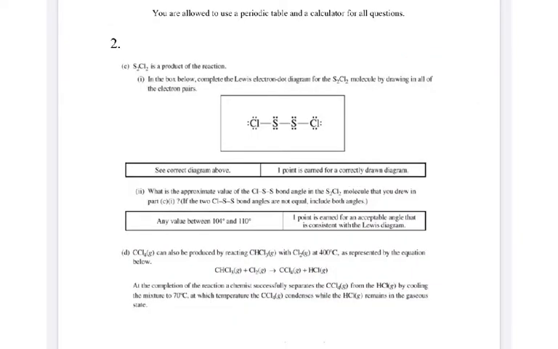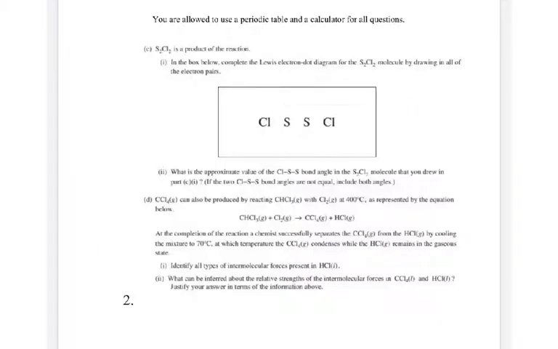So let's actually go back, because I just showed you the answers, and let's look at part 2, or number 2. So we start with C, because I skipped over some information that's not related to this chapter. C says S2Cl2 is a product of the reaction. In the box below, complete the Lewis dot diagram for the S2Cl2 molecule by drawing in all of the electron pairs. So, we have to complete the Lewis structure.